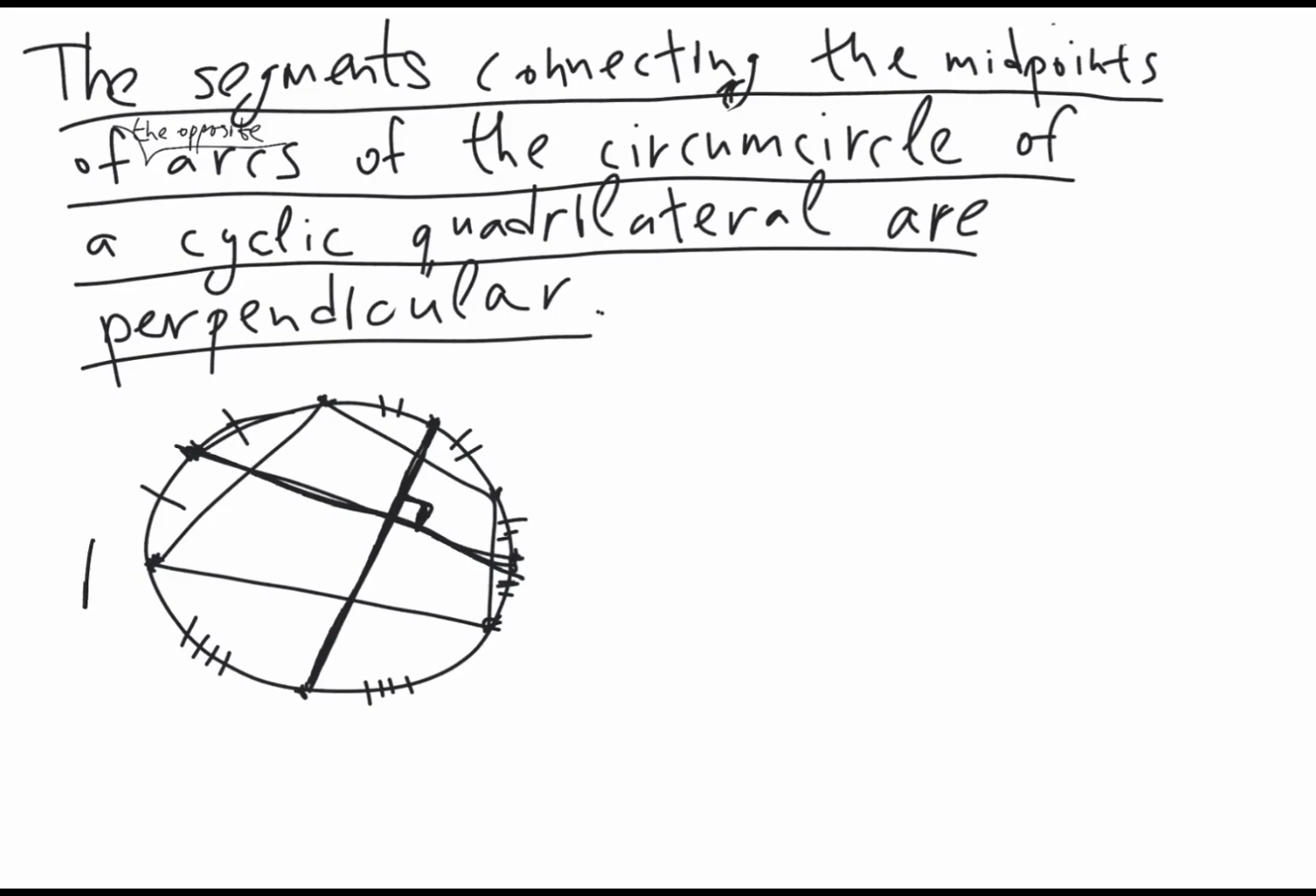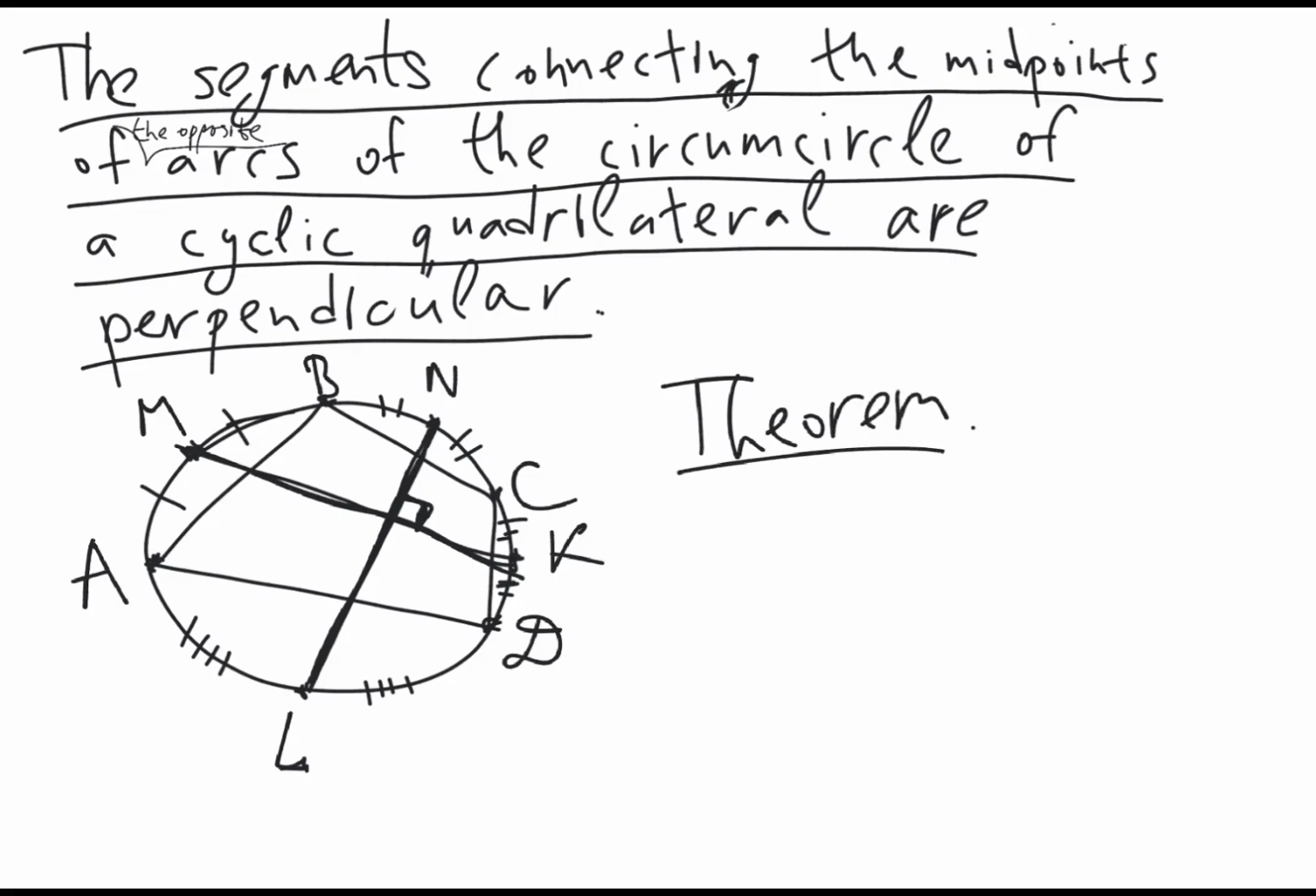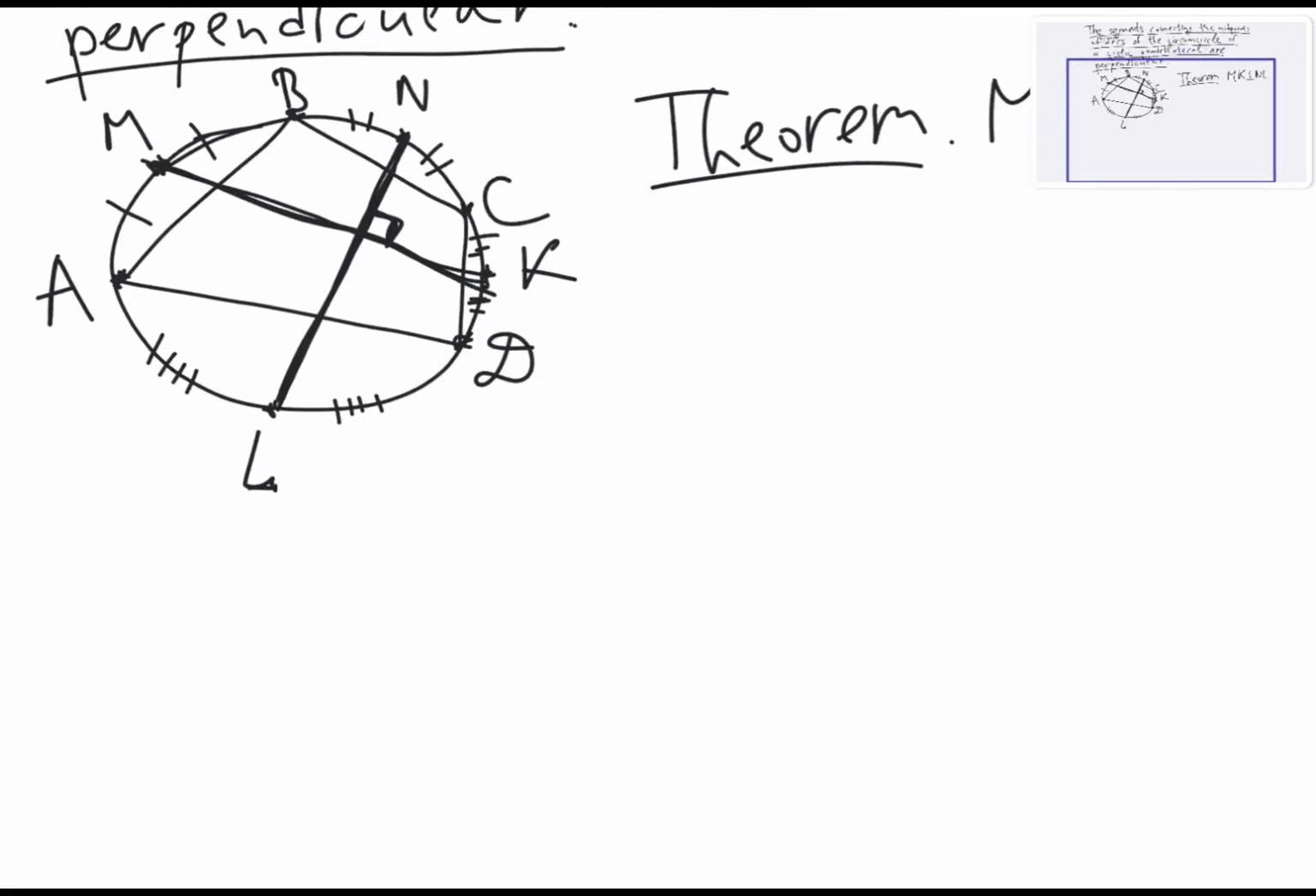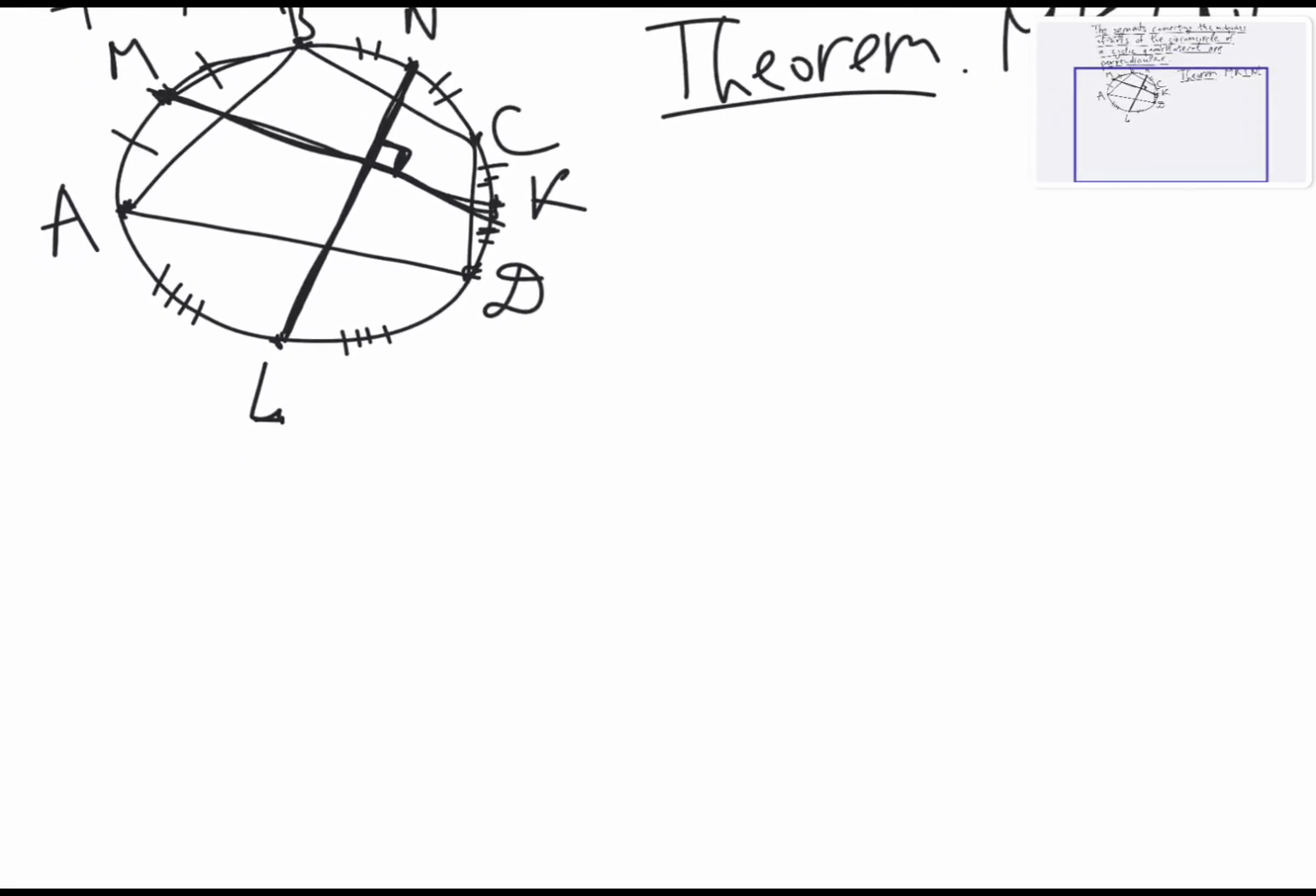So if we denote the points A, B, C, D, and here it is M, N, K, L, then the theorem is that MK is perpendicular to NL. Okay, so let's prove this.